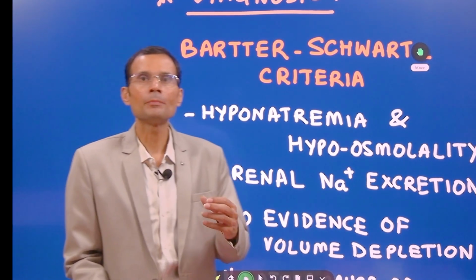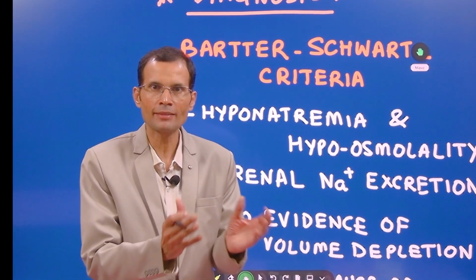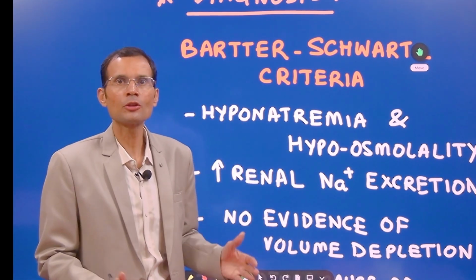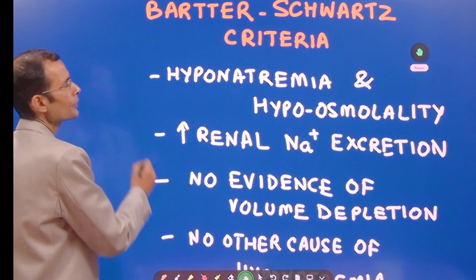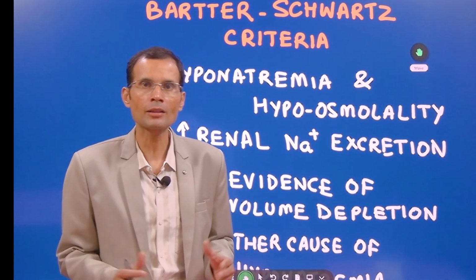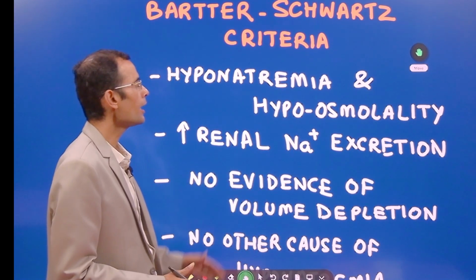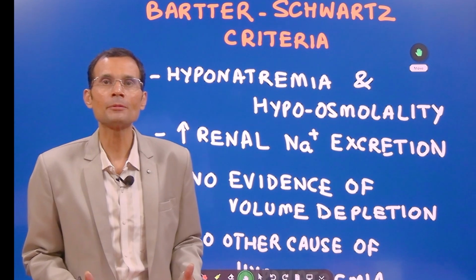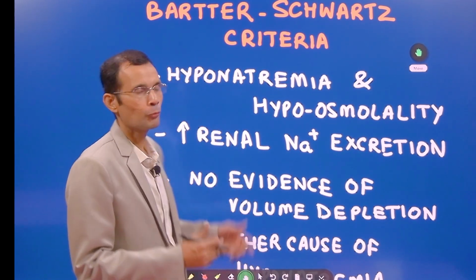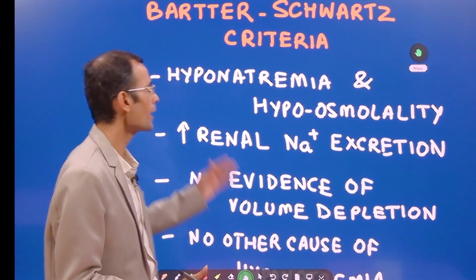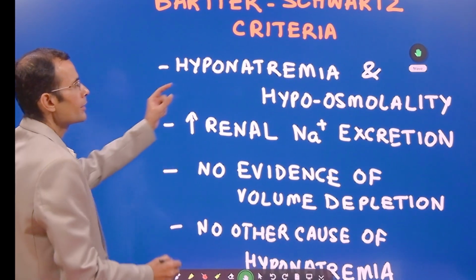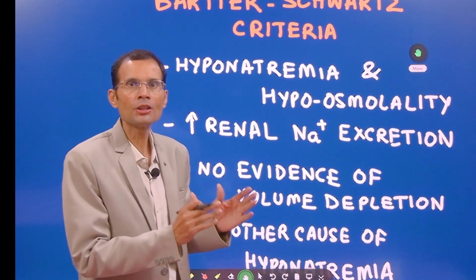So there are certain things that you can collect as information, and it's called the Bartter-Schwartz criteria for the diagnosis of SIADH. There is hyponatremia. As I mentioned, it's a hallmark. Hyponatremia and hypo-osmolality or hypo-osmolarity or hypotonicity, because water is getting retained into the plasma. Plasma is hypotonic, hypo-osmolar. That's point number one, a very important indicator.